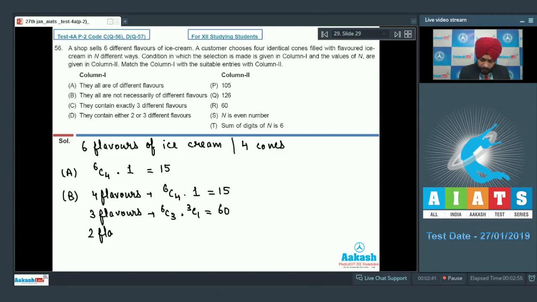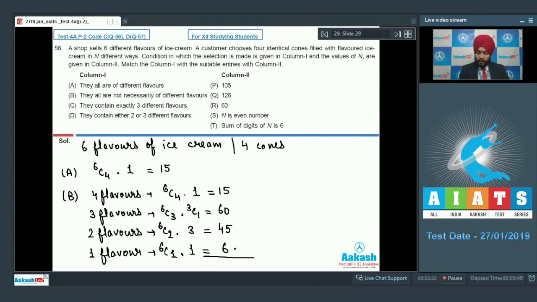For 2 flavors, select 2 flavors out of 6 flavors, 6C2 ways. Now for 2 flavors, there are 3 possibilities. First possibility, first flavor in 3 cones, second flavor in 1 cone. Second possibility, each flavor in 2 cones. Third possibility, first flavor in 1 cone, second flavor in 3 cones. So 6C2 is 15, into 3, 45. For only 1 flavor, select only 1 flavor out of 6 and fill it in only 1 possible way, that is equal to 6. What is the total number of possibilities? 126. So for the B part, the answer is 126.